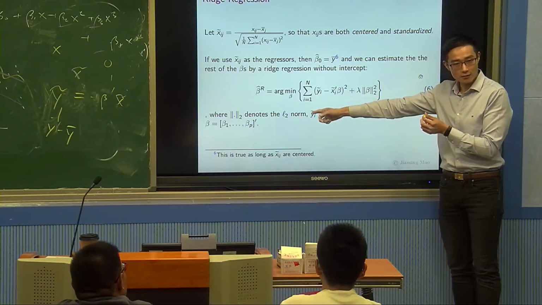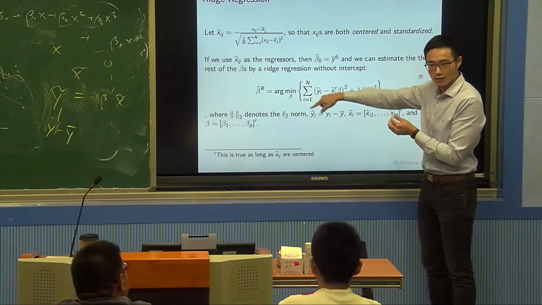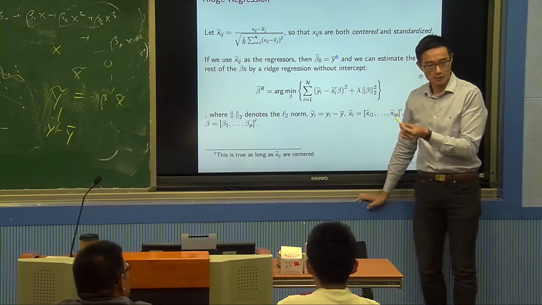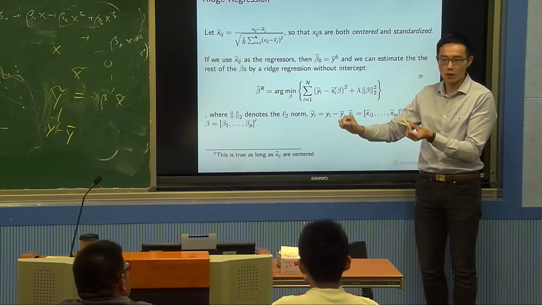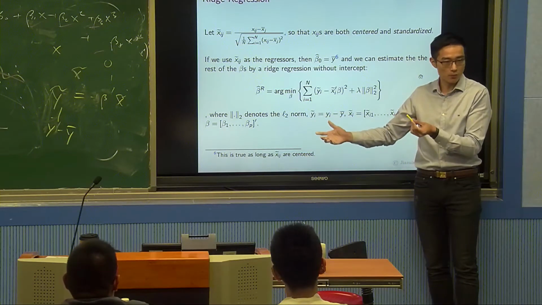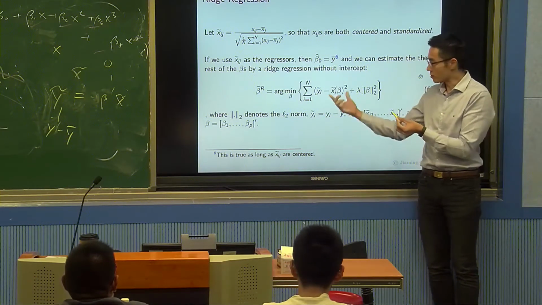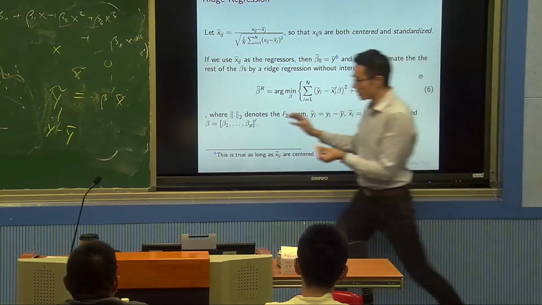Now it turns out that in OLS we minimize this part, and we have a closed form solution, meaning we can solve for the formula of beta hat. There's no need to do numerical optimization. For ridge regression, it turns out there's no need to do numerical optimization either, because you can solve for the optimal beta hat. Just look at this. It's very easy. So let's see.